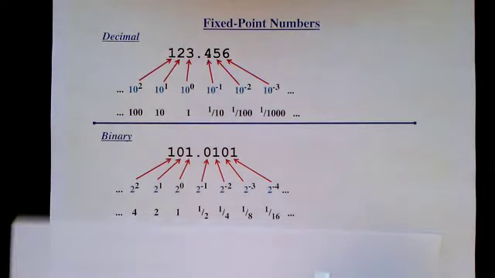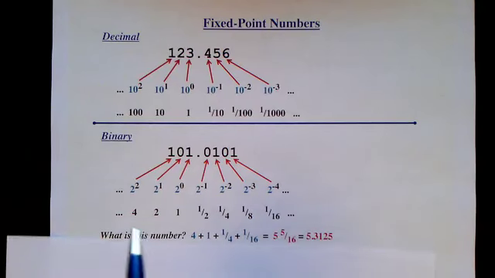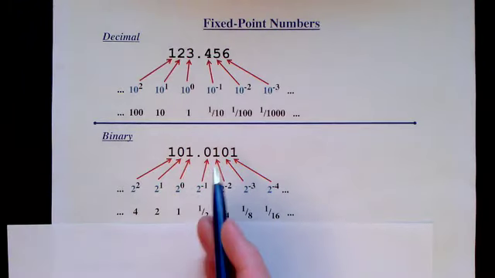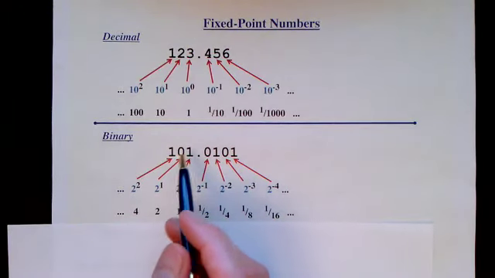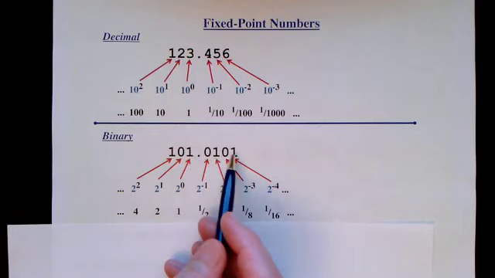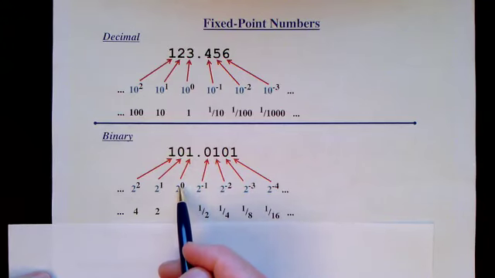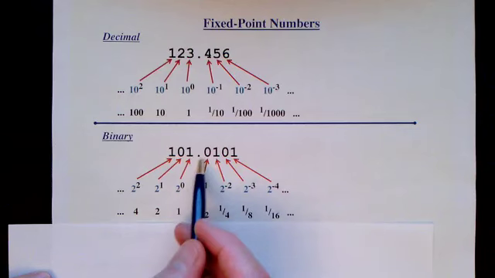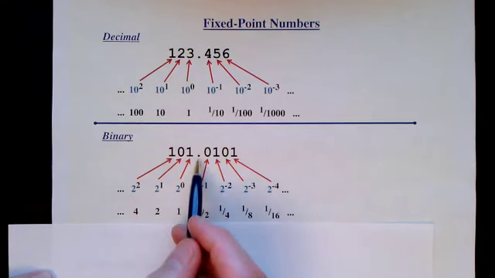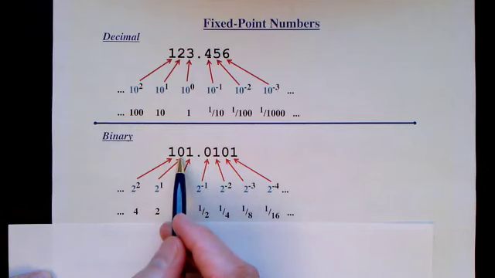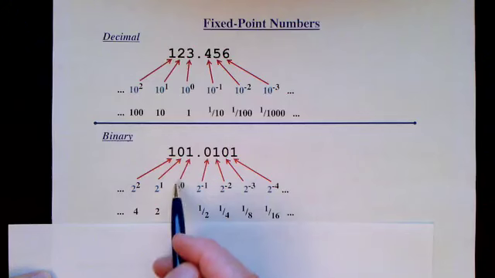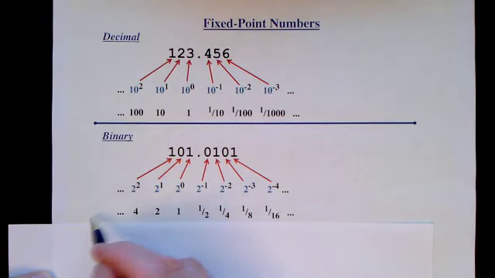Now, the same thing goes on with binary numbers. So let's take a look at this number. This is a fixed point binary number, 101.0101. The values of these places are just as we had before. We should call this the binary point. We don't really call this the decimal point because this is not a decimal number. We call it the binary point. In any case, to the left of it we have 2 to the 0, 2 to the 1, 2 to the 2. Those are the values of the places, 1, 2, 4, 8, 16, and so on.